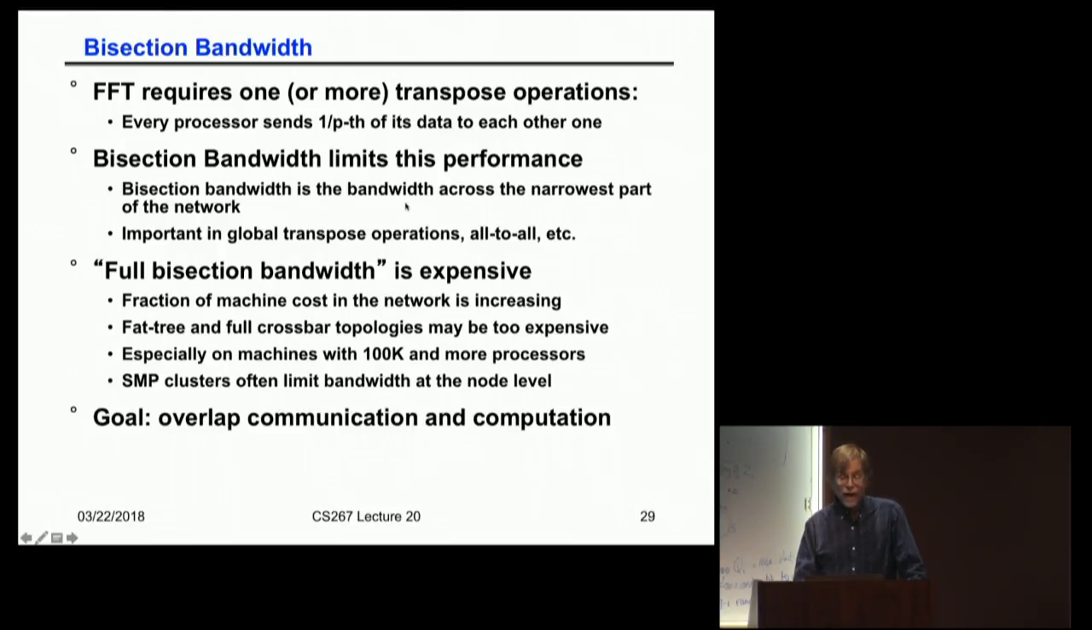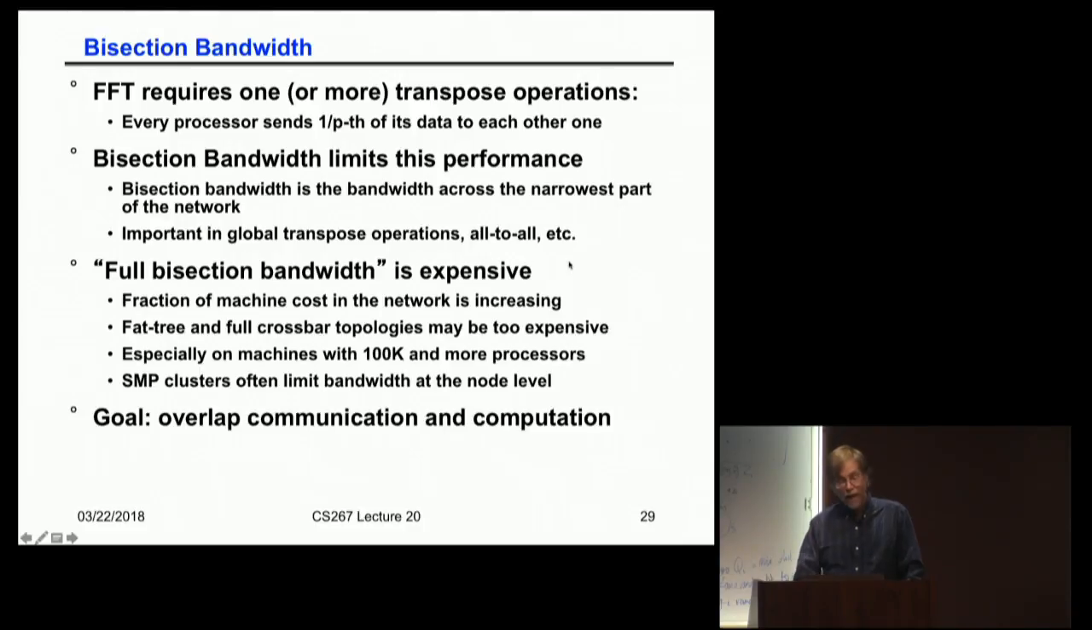The way it's defined is, imagine you take all your processors and divide them into any two groups of P over 2 and P over 2, and ask, what's the total number of messages that I can send? What's the bandwidth between this half and this half? How many messages can I send? And then take the lowest bandwidth across all possible ways of dividing it into two groups of equal size. That's sort of the worst case, and that's called the bisection bandwidth.